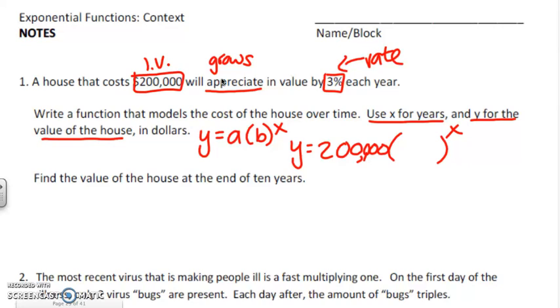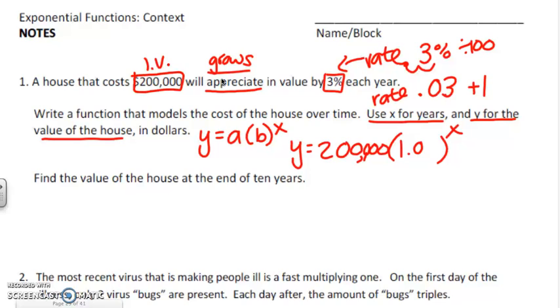So again, if it was 3%, when you change that to a decimal, you either divide by 100 or you move the decimal 2 places to the left. So that is the same as 0.03. So 3% is 0.03. So again, you can divide by 100 or move the decimal 2 to the left. So this is the rate. Okay, but to find the factor, you either need to add 1 or subtract 1. And since it's growing, you're going to add 1. So I would add 1 to my rate to get 1.03.